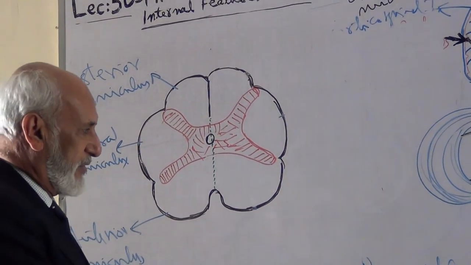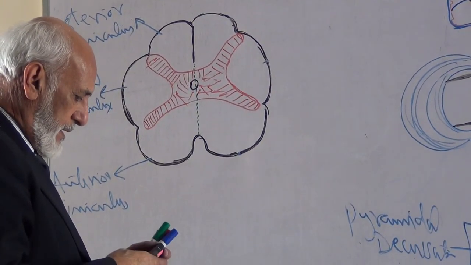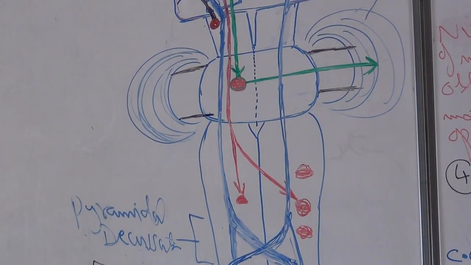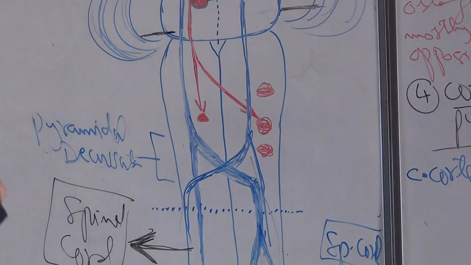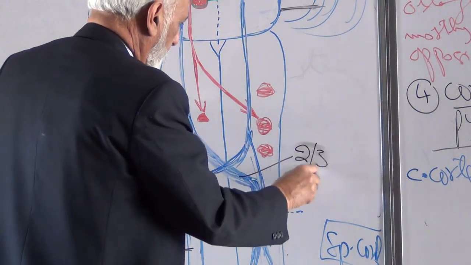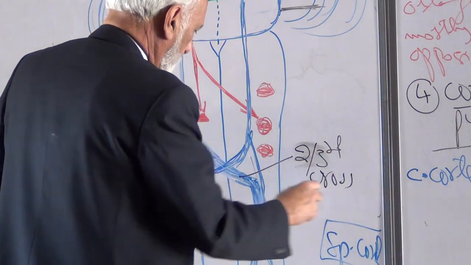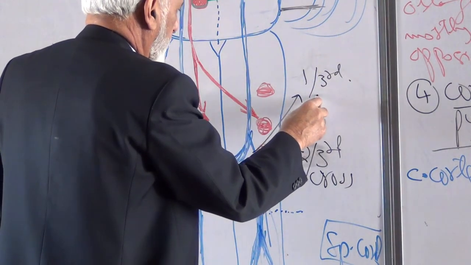Now, these pyramidal tracts, after partial decussation in the lower part of the medulla oblongata, two-thirds of the corticospinal fibers cross to the opposite side, and one-third remain on the same side. Two-thirds cross and one-third uncrossed.